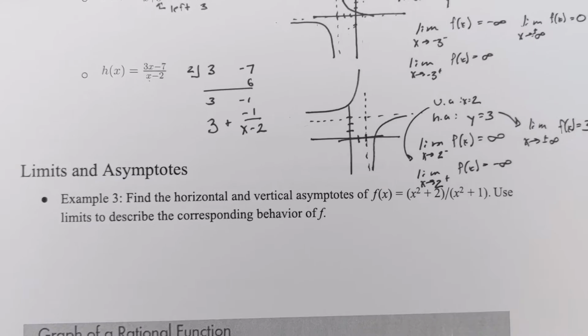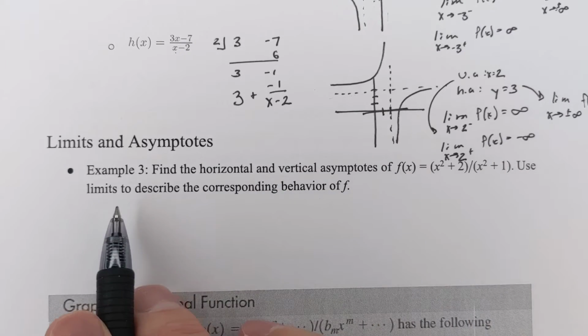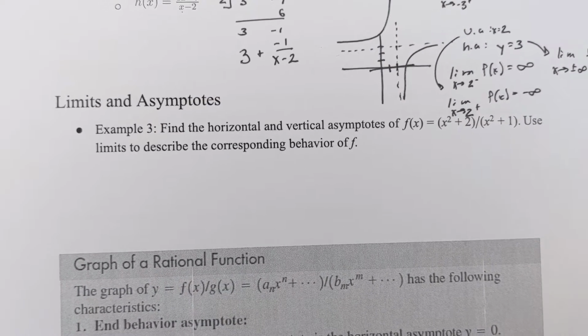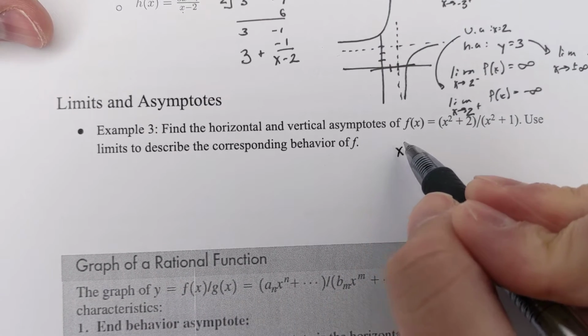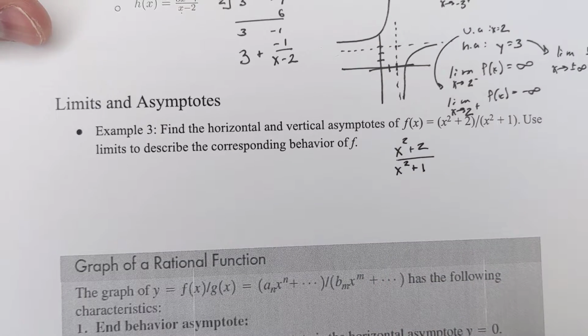Okay. So limits and asymptotes. So it says find the horizontal and vertical asymptotes of this function. Use the limits to describe the corresponding behavior of f. So our equation is x squared plus 2 over x squared plus 1.